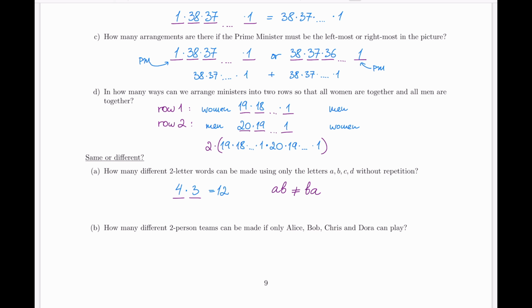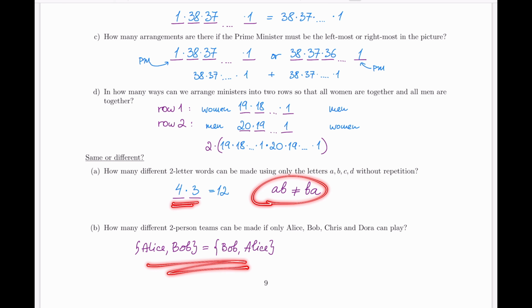Okay, so I have to think again in terms of arrangement, except for these are now people. So the team that contains Alice and Bob is exact same as the team that contains Bob and Alice. So I can't quite count the same because this will count this team twice. So because the numbers are fairly small, we can write out all the possibilities.